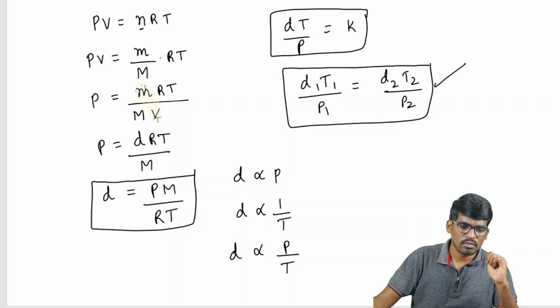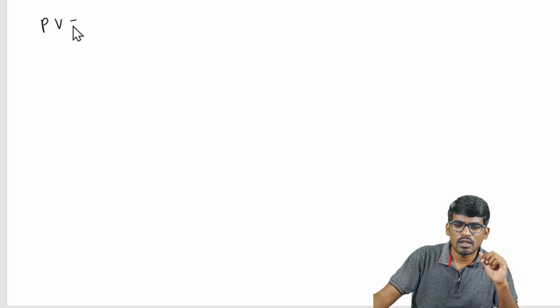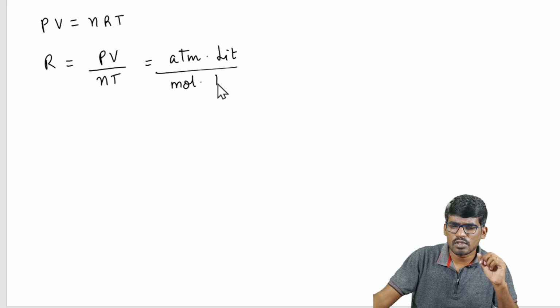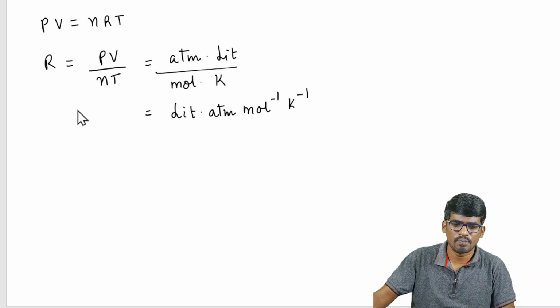But the point here, we need to talk about R, that is, the ideal gas equation, in that R is there. So PV is equal to nRT. R is equal to PV upon nT, where P is the pressure. Pressure I can take as atmosphere, volume as liter, n as number of moles, and temperature as Kelvin. I can write the unit of R as liter atmosphere mole inverse Kelvin inverse.